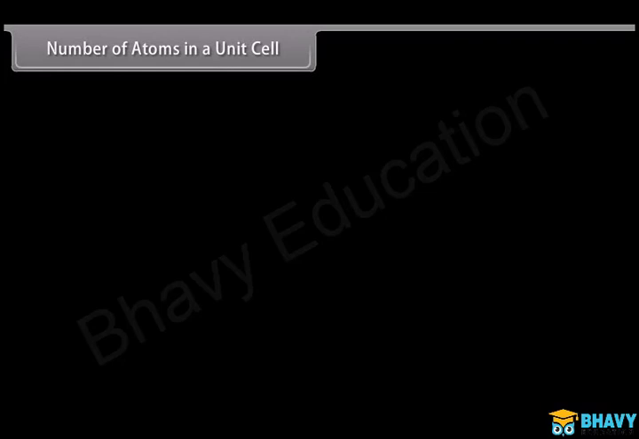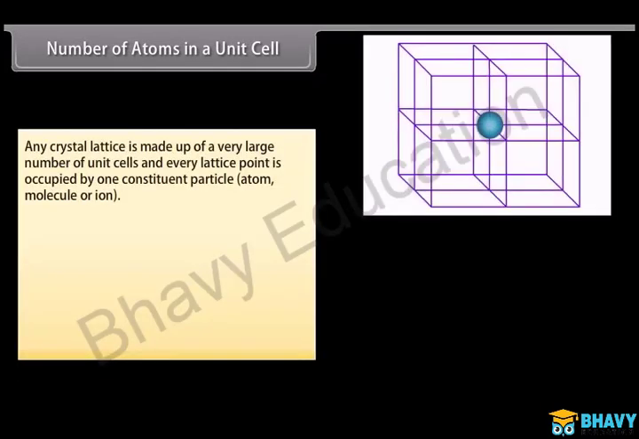number of atoms in a unit cell. Any crystal lattice is made up of a very large number of unit cells, and every lattice point is occupied by one constituent particle: atom, molecule, or ion.